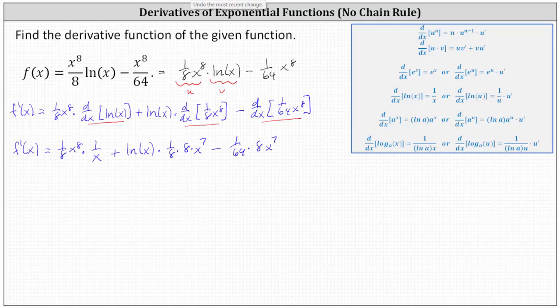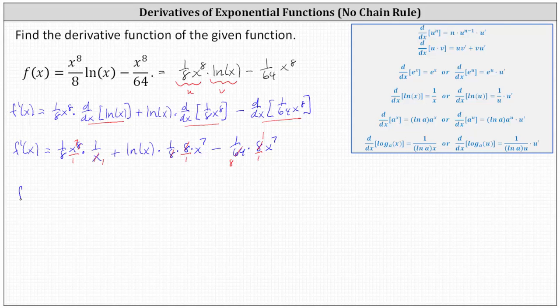If it's helpful, we can write x to the 8th as a fraction with the denominator of 1 here. We can write this 8 as a fraction with the denominator of 1 here, and same thing here. Simplifying x to the 8th divided by x to the 1st simplifies to x to the 7th, or the x in the denominator simplifies to 1. The x to the 8th simplifies to x to the 7th. In the second product, 8 divided by 8 simplifies to 1. In the last product, 8 and 64 share a common factor of 8. There's 1 8 and 8, and 8 8s in 64.